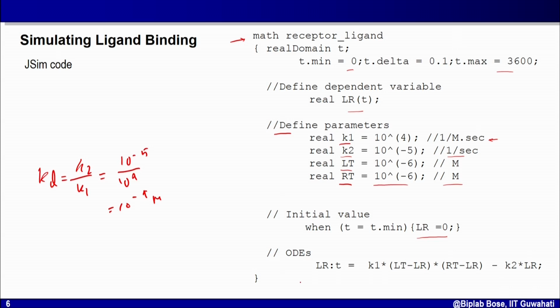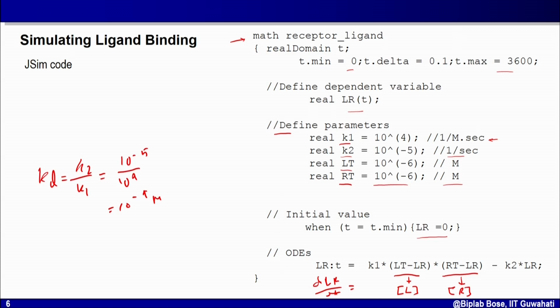Then comes writing the ODE following the equation that we discussed just now in the last slide. LR colon t, which means essentially dLR/dt, is equal to K1 into (LT minus LR). So this is nothing but free L into (RT minus LR), that is nothing but free R, minus K2 into LR. So this last part is the reverse reaction. So that's all. So just one ODE and I have all these parameters K1 and K2 and LT and RT, these are the constant terms, and I am ready to simulate.